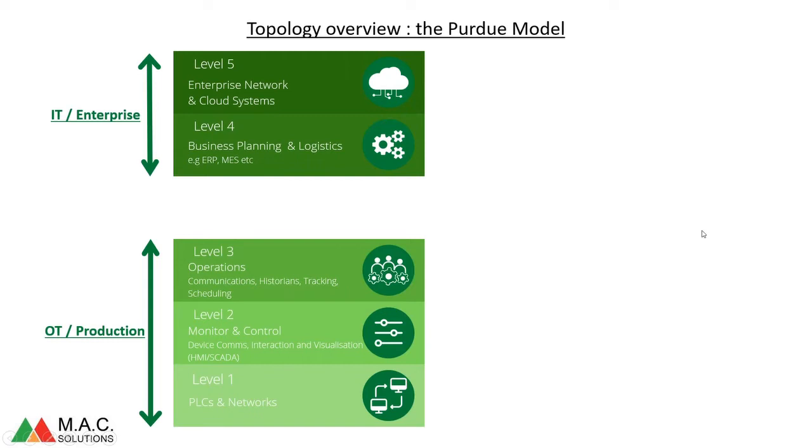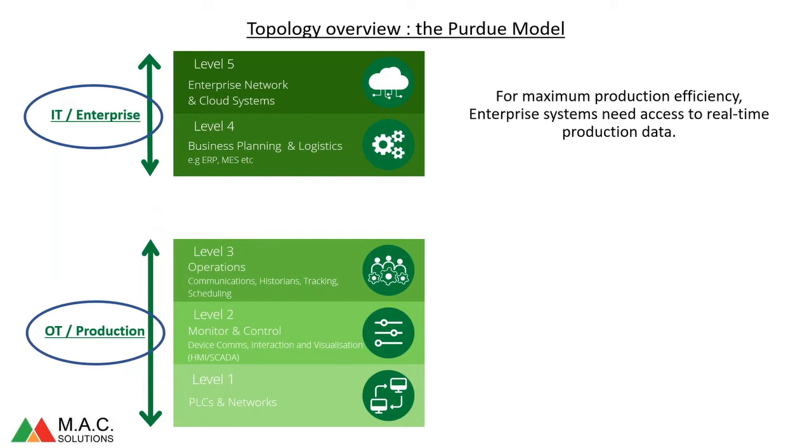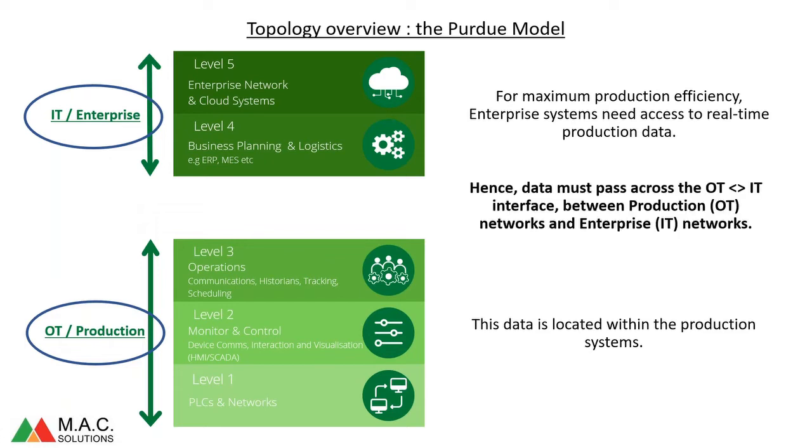So let's have a look at the topology overview next. We're looking at the two different parts of the solution. You have the IT network at the top, and the OT network below it. You need the data to come from the production areas into the business systems for a manufacturer to run at maximum efficiency, which means the data needs to traverse this interface between the OT networks and the IT networks.